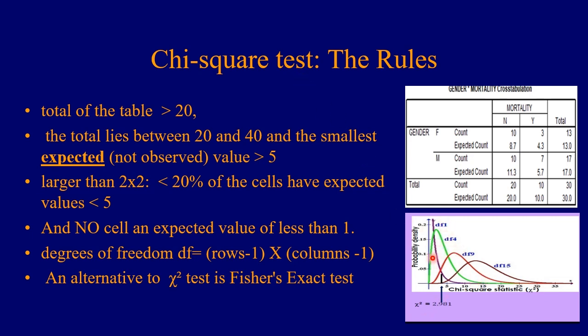because there are different curves for the probability distribution of the chi-square for different degrees of freedom. A degree of freedom of 1, which is by far the commonest, is a very skewed probability distribution curve. It normalizes as the degrees of freedom increase. How to measure degrees of freedom? It's the number of the rows minus 1 multiplied by the number of the columns minus 1. So that's 2 minus 1 equals 1, 2 minus 1 equals 1, so the degrees of freedom here is 1. If these rules are not fulfilled, the alternative is to use the Fisher's exact test.